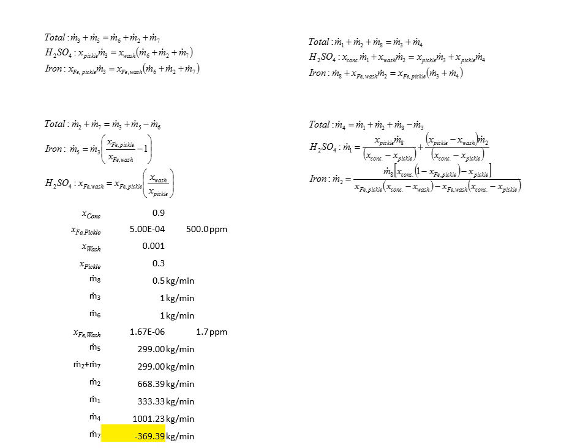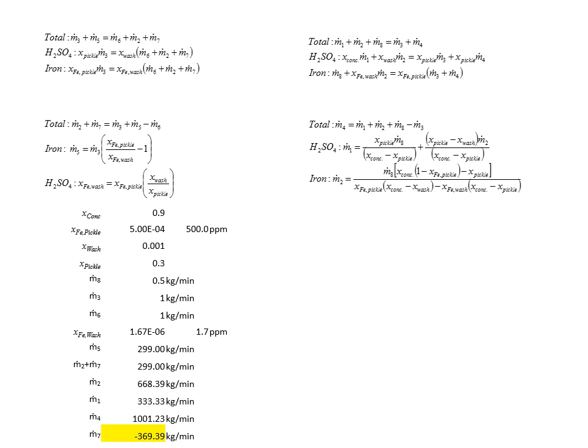Stream 8 has a mass flow rate of 0.5 kilograms per minute. Stream 3 and 6 are both 1 kilogram per minute. I can then solve for the mass fraction of iron in the wash solution, which is 1.67 times 10 to the minus 6, equivalent to 1.7 parts per million. Using that value, we can determine that the flow rate of stream 5 is 299 kilograms per minute. And that will be also the sum of the mass flow rate of stream 2 and stream 7.